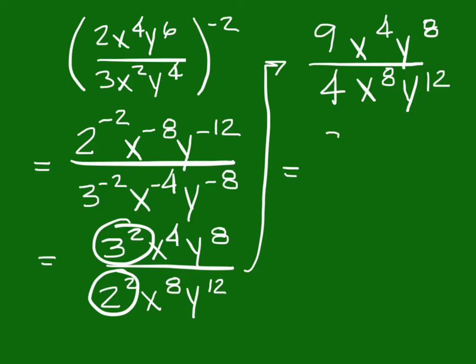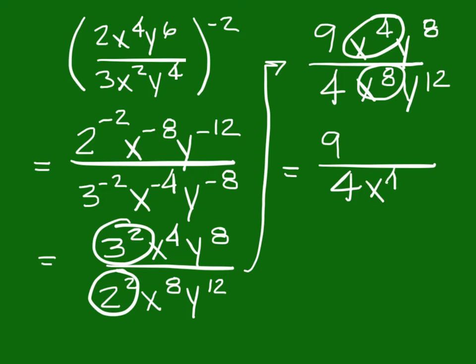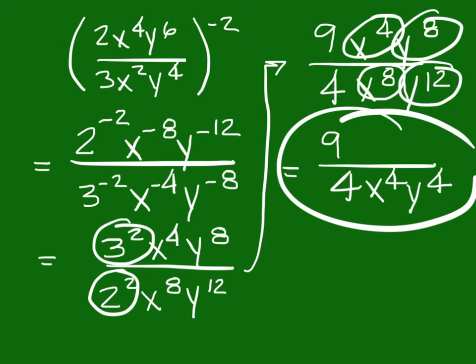Now simplify the exponents. Your 9 and the 4 will stay, but here you have x to the 4th over x to the 8th. That's x to the 4th on the bottom, because the larger exponent is on the bottom. That's where the x stays. 8 minus 4 is 4. And then y to the 8th over y to the 12th is y to the 4th on the bottom, because the y to the 12th is the greatest. It's on the bottom. That's where the y stays. 12 minus 8 is 4. 9 over 4x to the 4th, y to the 4th should be the answer.